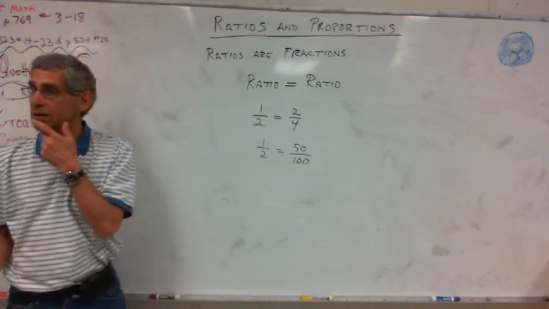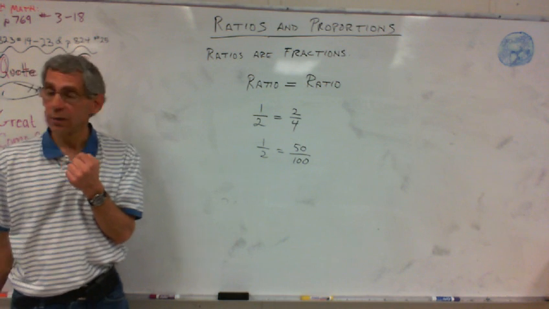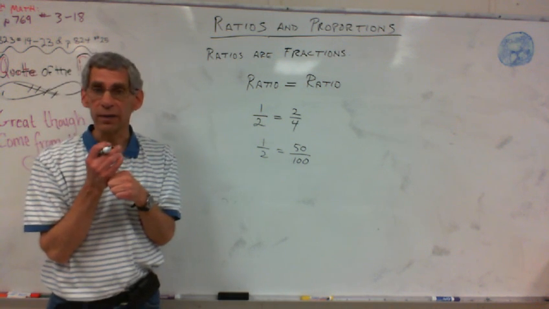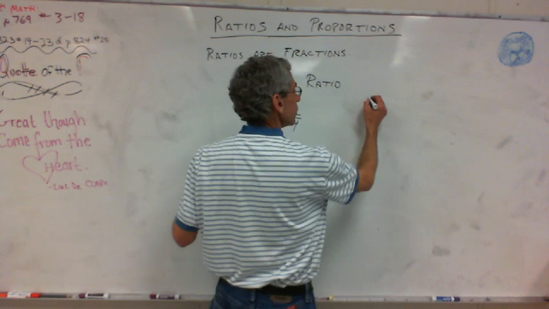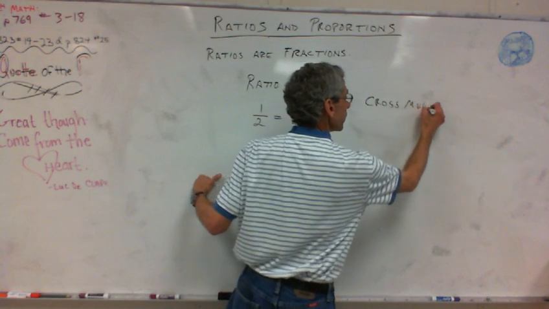Now, there is a really cool way to check to see if it's true. All right. And here's the cool way. It's called cross multiplying. Okay. We already did this. Cross multiplying.